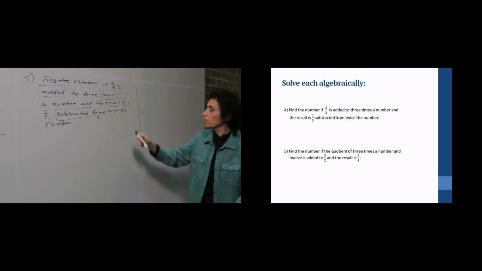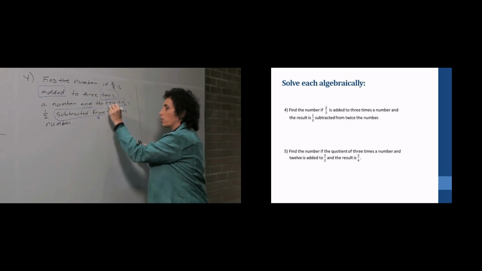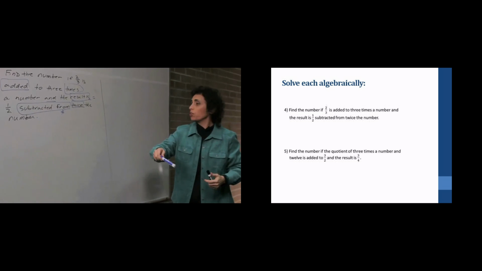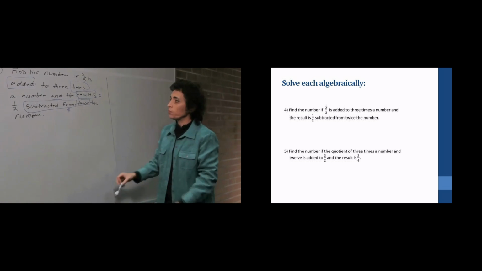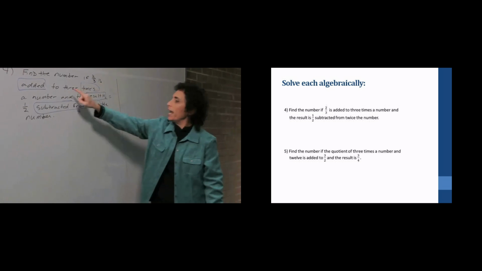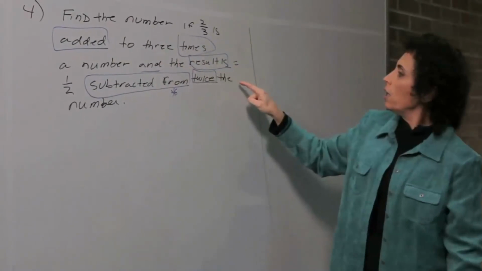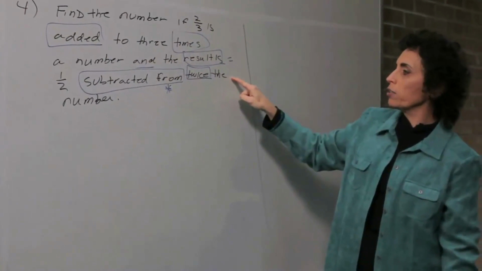That changes the order. "Twice the number." Another important word, twice. Twice meaning 2 times. So I'm going to read exactly before the equals, and then we'll start from there. 2/3 is added to 3 times a number, and the result is 1/2 subtracted from twice the number.